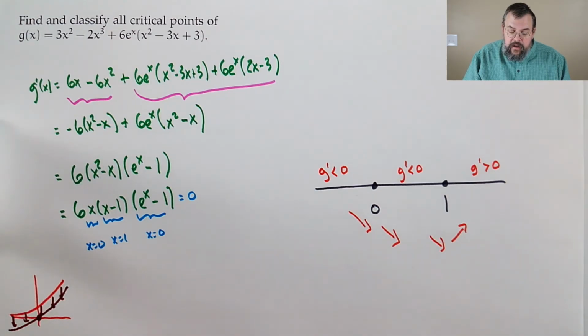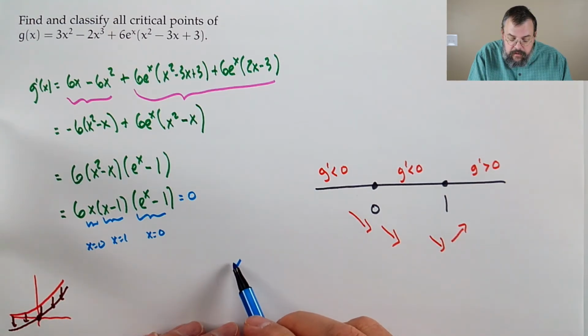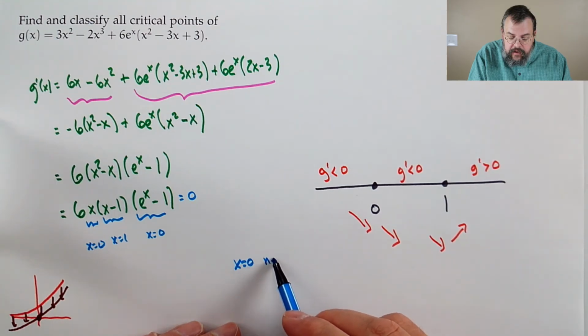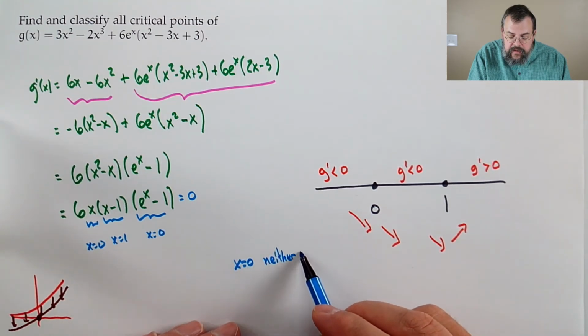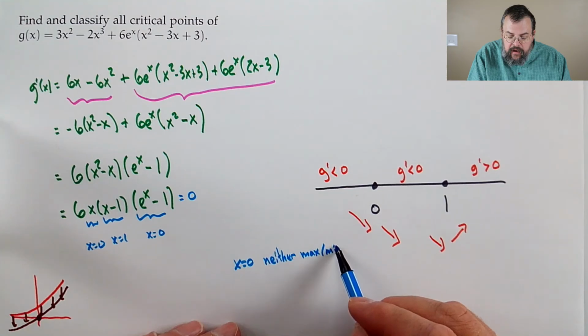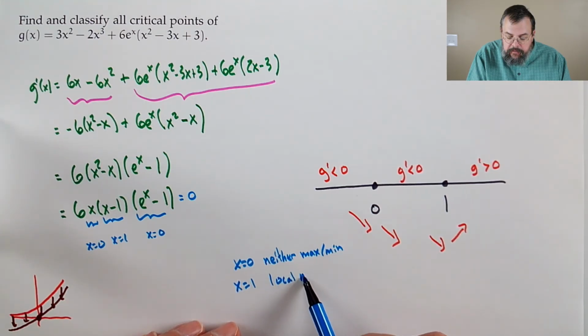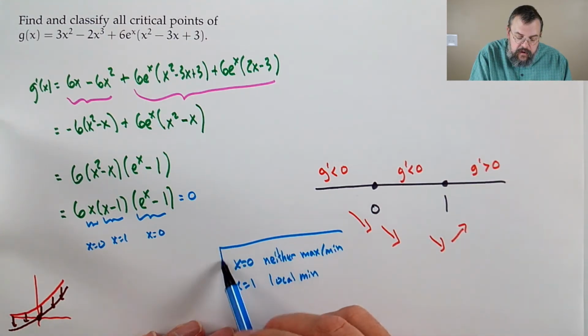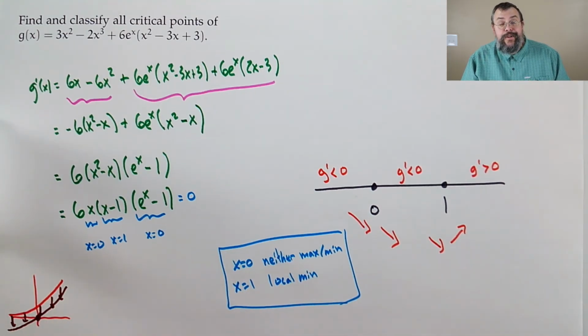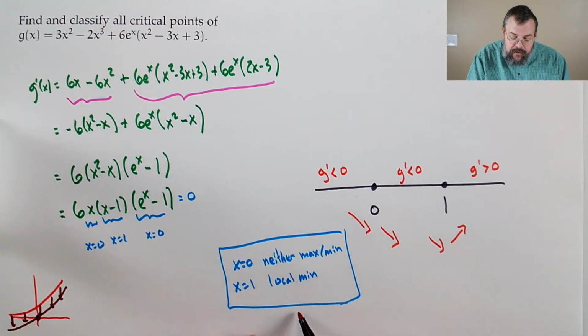And what can we say? Well, we can say x equals 0 is neither max or min. It kind of just sort of plateaus. On the other hand, x equals 1 is a local min. And that's our answer. Now we can actually do a little bit better than that. Not only can we say that x equals 1 is a local min, it's stronger. It turns out that x equals 1, we can say, is an absolute min.